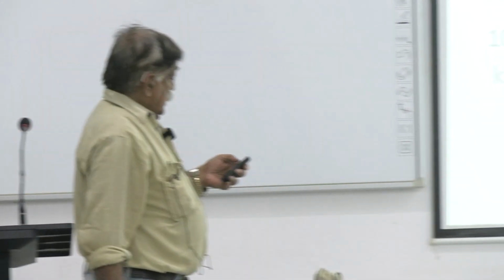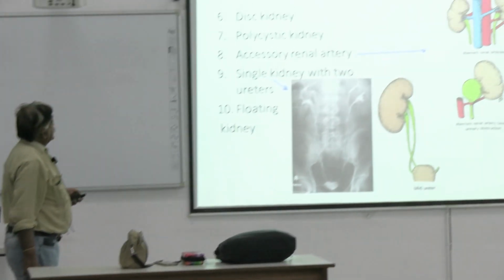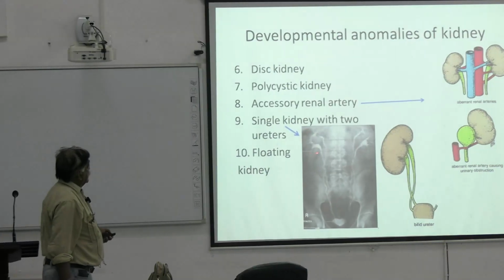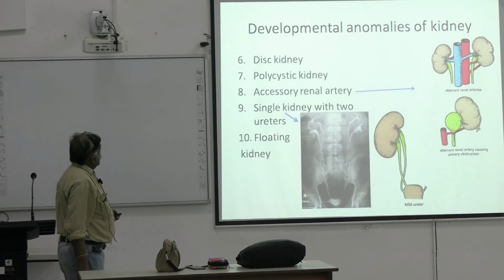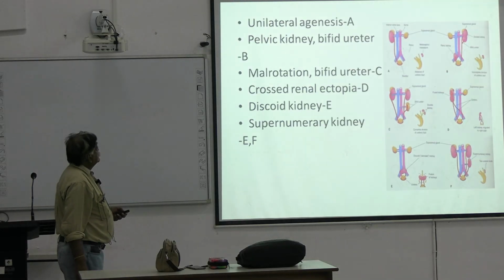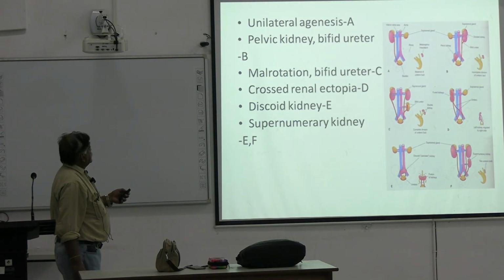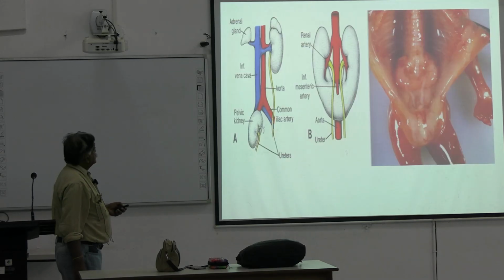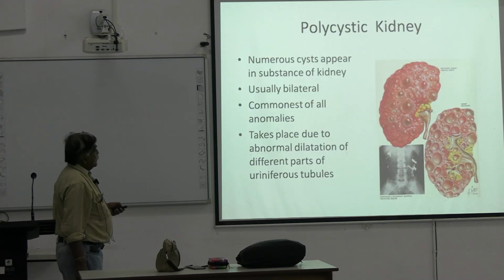Now, the accessory renal artery, single kidney with 2 ureters. See, this is a single kidney with 2 ureters. Floating kidney. Okay. Now, unilateral agenesis, pelvic kidney, bifid ureter, malrotation, cross renal ectopia, discoid kidney, suprarenal kidney. Now, this is again a repetition.